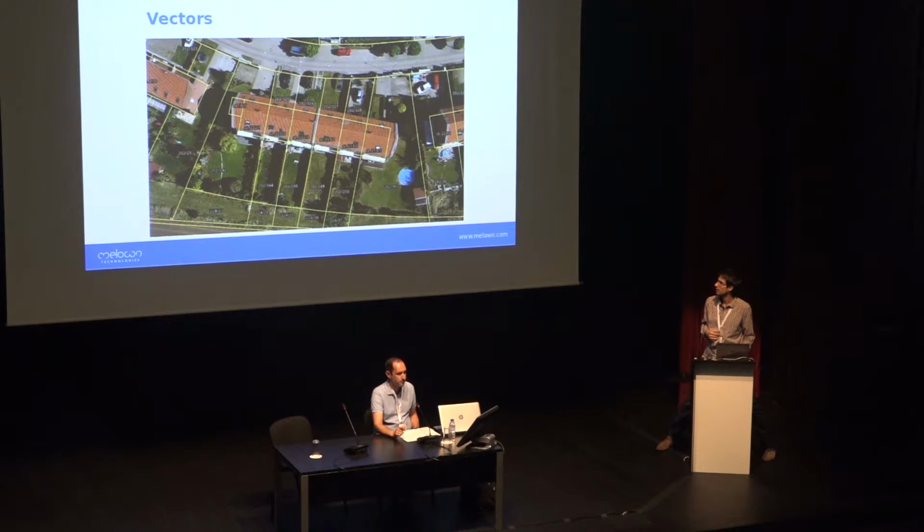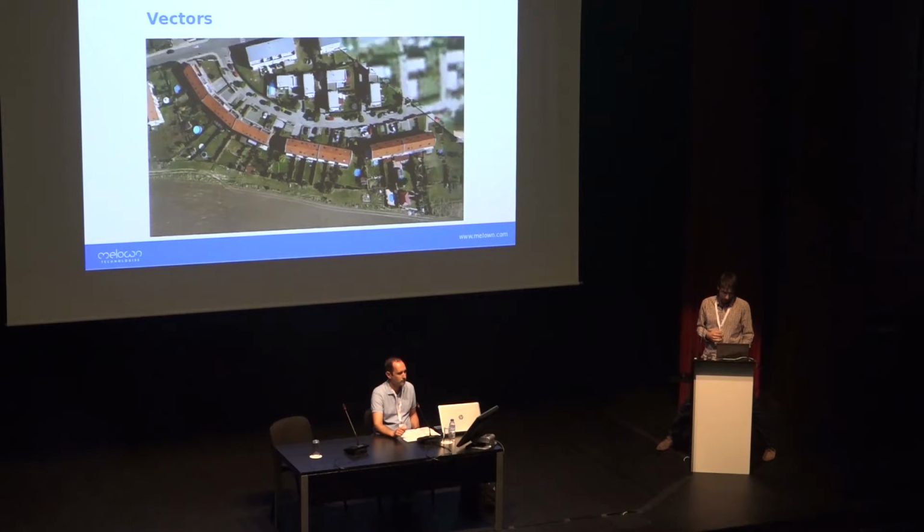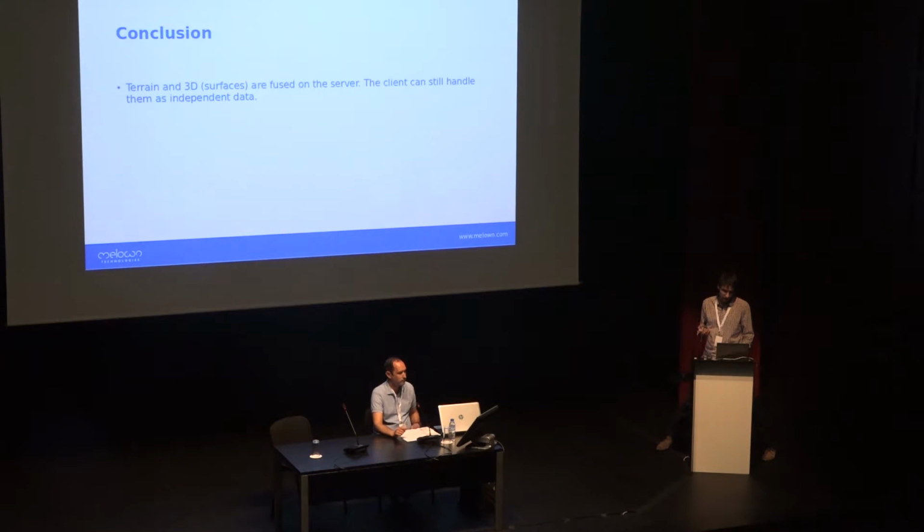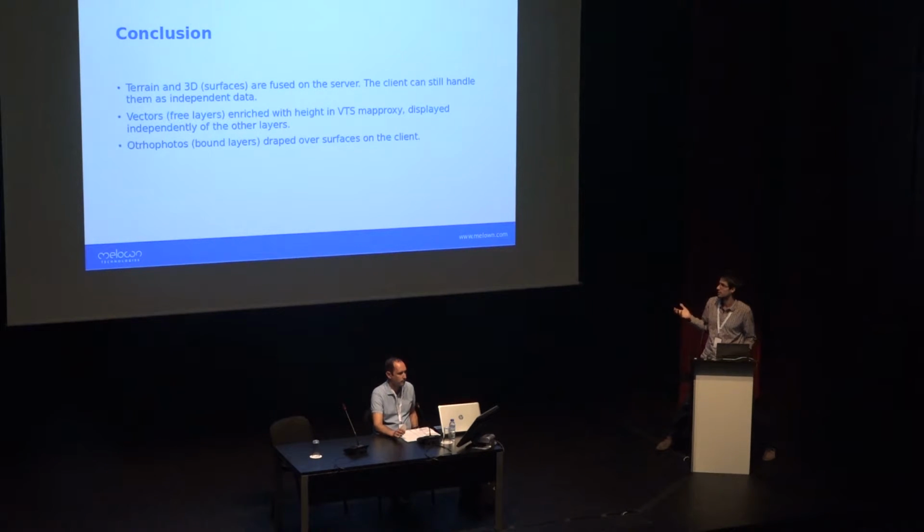Of course, you can modify the styles if you want, and so on. So that's it. If I should conclude, in VTS the fusion is done server-side: the terrain and 3D are fused on the server, but in a fashion that the client can still handle them as independent data, as we saw in the examples. Vectors or free layers are usually enriched with height in VTS MapProxy and displayed independently of other layers, and orthophotos as bound layers are draped over surfaces on the client, but the surfaces come already pre-processed, so the draping is really simple for the client.